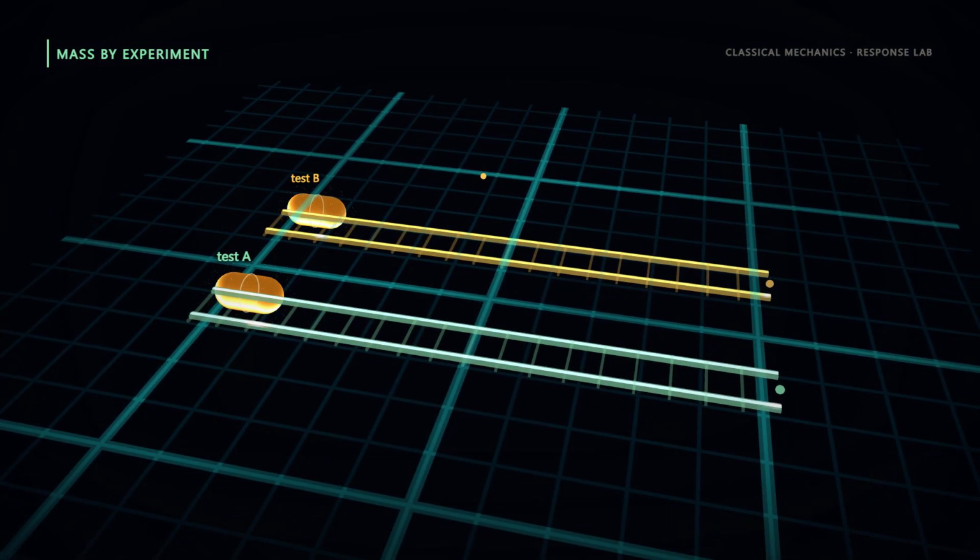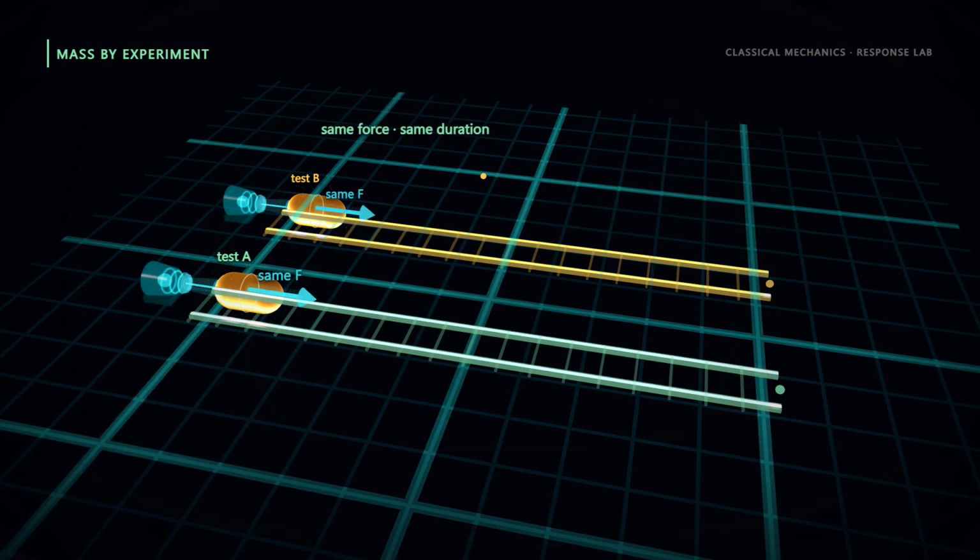Next, place two equal-sized capsules on parallel tracks. Their appearance does not reveal their masses. We will compare mass through an experiment. Apply the same controlled force for the same duration, then observe how strongly each motion changes.